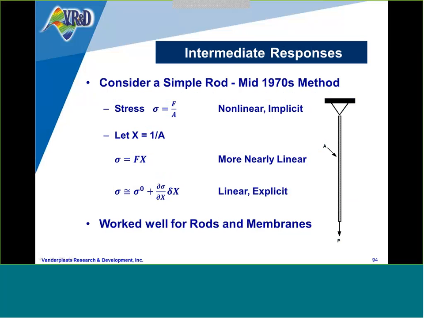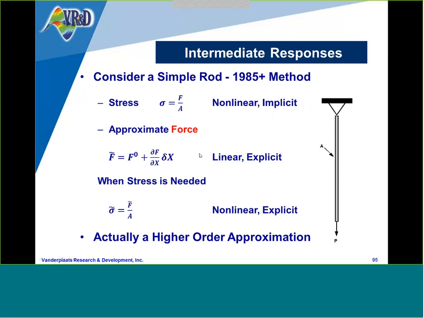So what about intermediate responses? The original concept, Schmidt and Farshi in the 1970s, said if you consider a simple rod, stress is proportional to force over area. Area is the design variable. So let the design variable instead be 1 over the area. Now sigma is F times X. We linearize that, and for a statically determinate structure, this is exact. For an indeterminate structure, it's a very good approximation. Worked very well for rods and membranes, did not work for plates and shells and beams and so on.